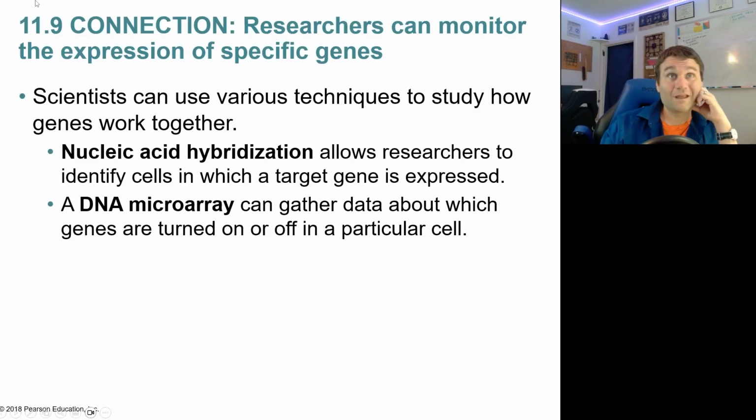So, researchers can monitor the expression of specific genes. Scientists use various techniques to study how genes work together, one of which is nucleic acid hybridization, which allows researchers to identify cells in which a target gene is expressed. A DNA microarray can gather data about which genes are turned on and off in a particular cell.